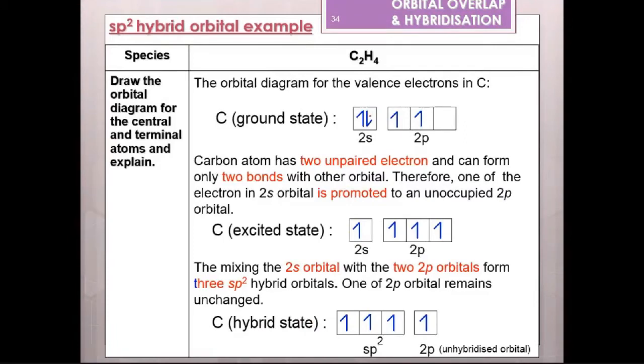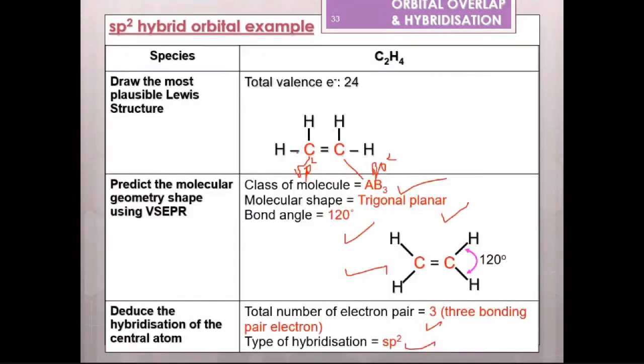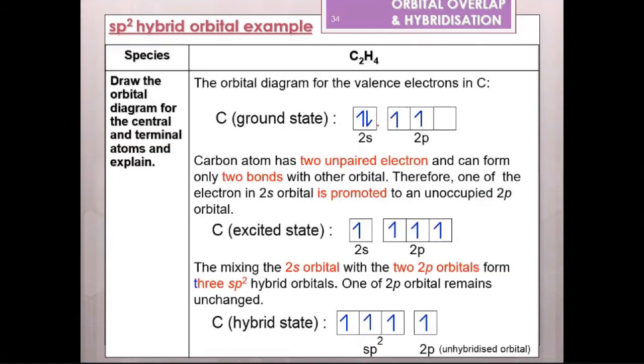So you check. This is a ground state. I want to find 1 sigma, 2 sigma, 3 sigma, and 1 pi bond. I need 4: 3 sigma, 1 pi. Is it enough? Not enough. That's why I need to excite it. Once I excite it, these three will mix together, become sp2. Another one is 2p unhybridized orbital or 2p pure orbital. Understand?